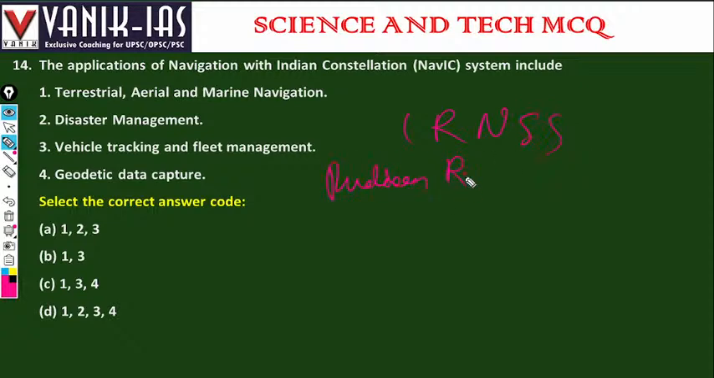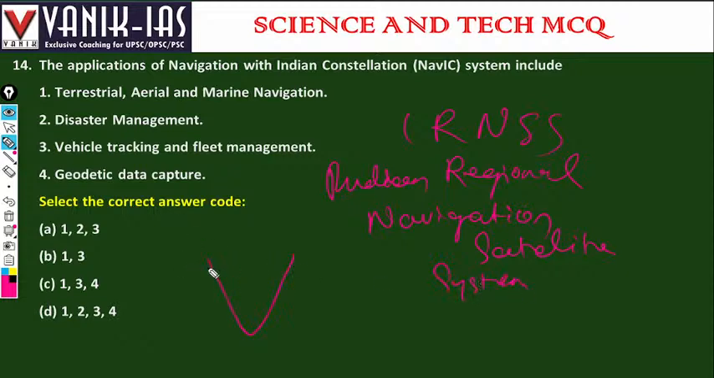Indian Regional Navigation Satellite System. IRNSS is the indigenous navigation satellite system of India, right?